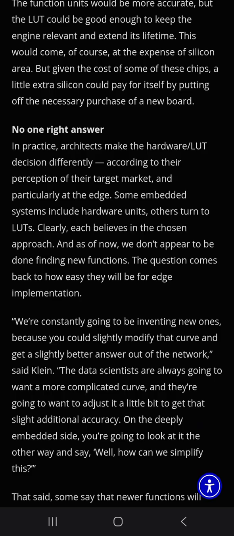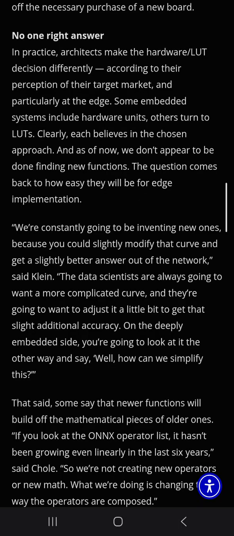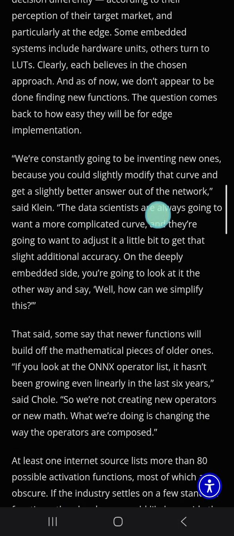No one right answer. In practice, architects make the hardware LUT decision differently, according to their perception of their target market, and particularly at the edge. Some embedded systems include hardware units. Others turn to LUTs. Clearly, each believes in its chosen approach. And as of now, we don't appear to be done finding new functions. The question comes back to how easy they will be for edge implementation.